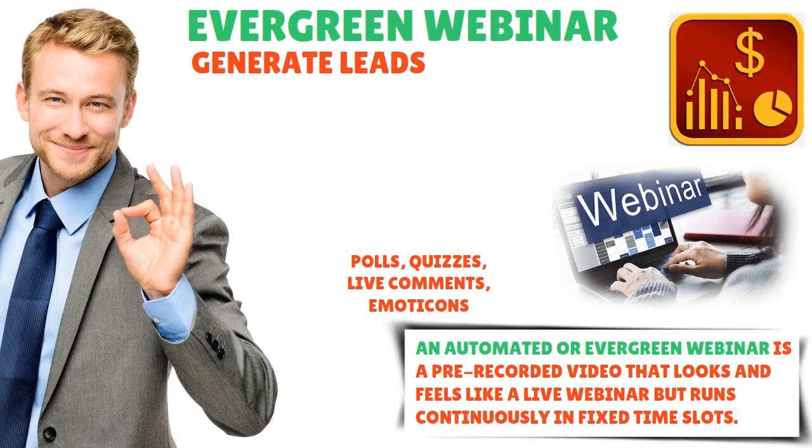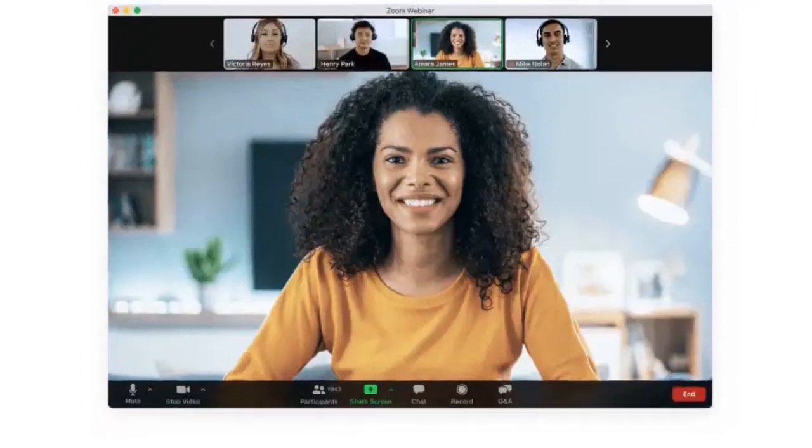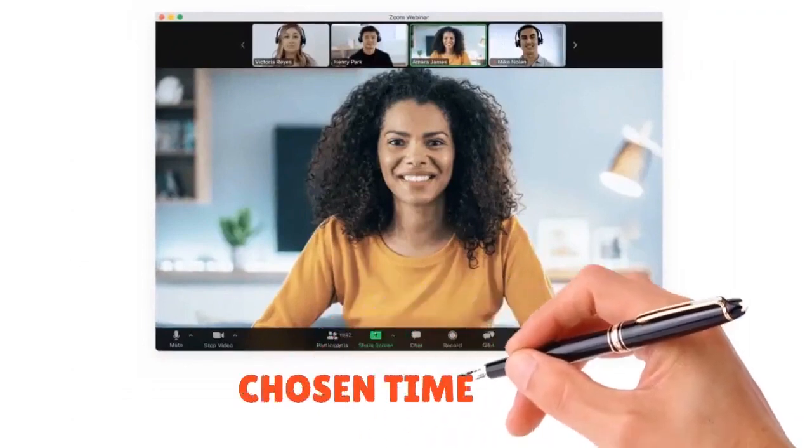So once the automated webinar begins, it plays in real time, so your viewers cannot skip sections or watch the parts they have missed. So this cycle keeps repeating itself, which means what? The same automated webinar keeps playing for new subscribers in their chosen time slots. This is a keyword here, chosen time slots.